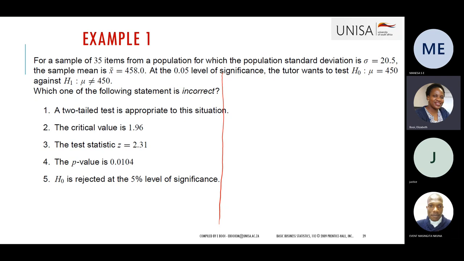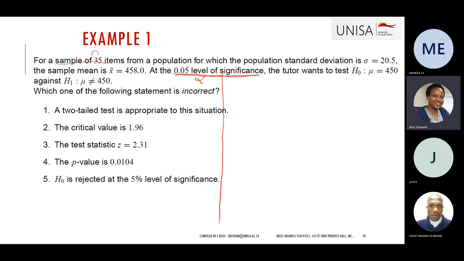Now we need to be very careful when we answer questions and look at the statements. In hypothesis testing, they can either give you a 95% confidence level, or they can give you the level of significance. Always know that your level of significance is alpha. If they give you a 95% confidence level, know that it is your confidence level and you need to find your alpha.